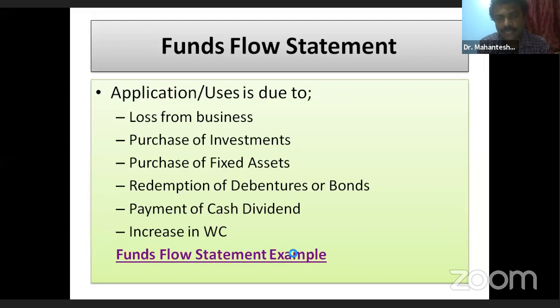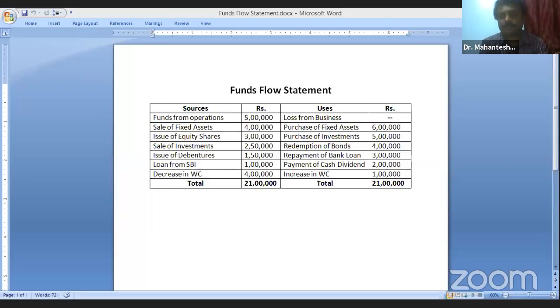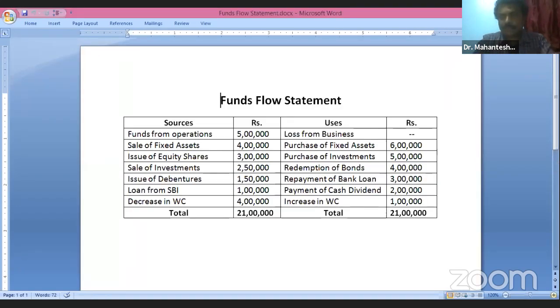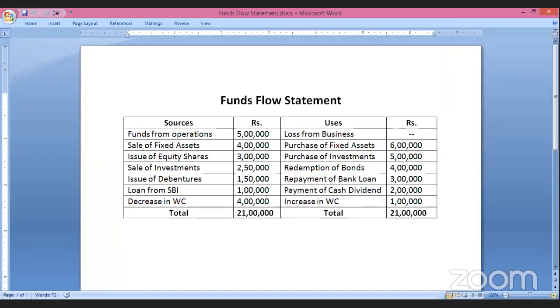I think I need to share this. Let me share. Here it is. Is the fund flow statement visible to everyone? Sir, yes, sir, it is visible.